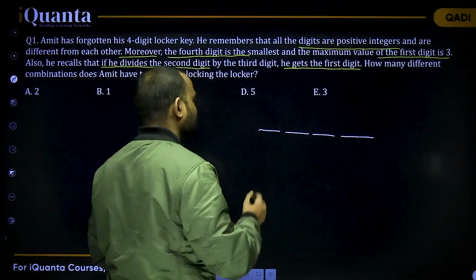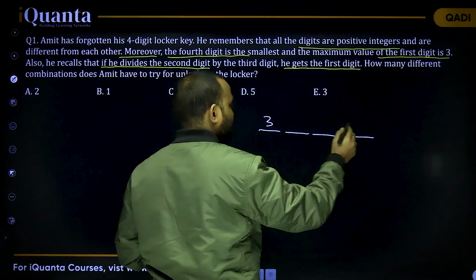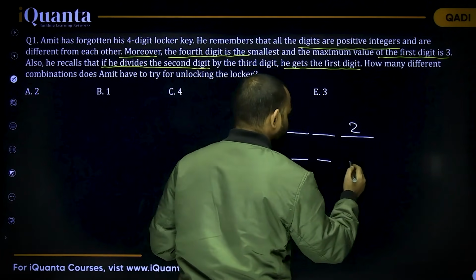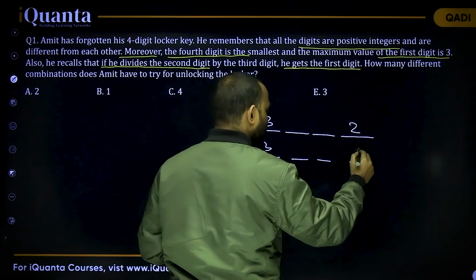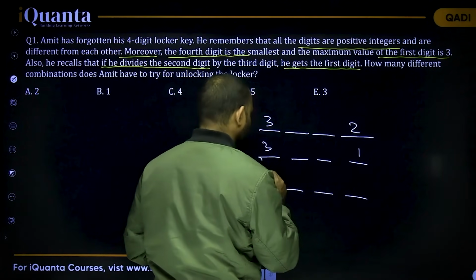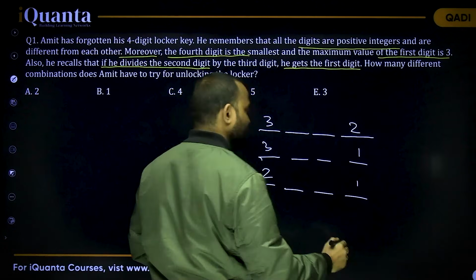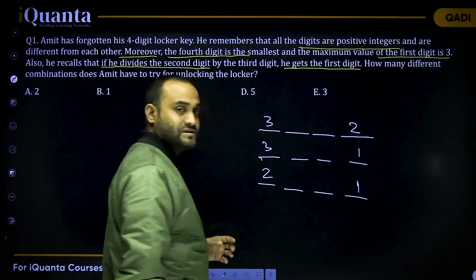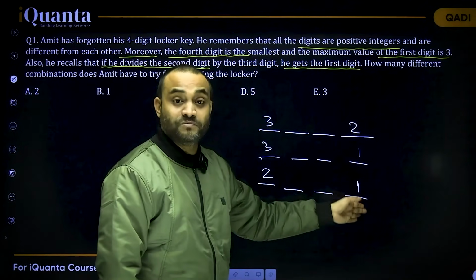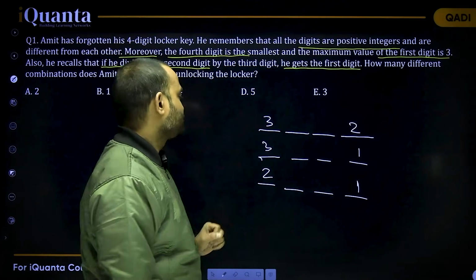So what are the possibilities? I can take this 3, then this will be 2 or 1. So let's take one more combination: this is 3, this is 1. And then if I take the first digit as 2, then this will be 1. No other possibility, because the first digit can be maximum 3, and this must be the minimum of all the 4 digits.